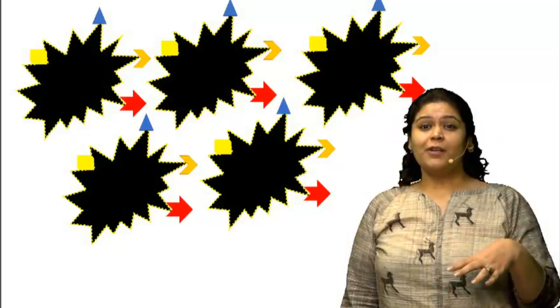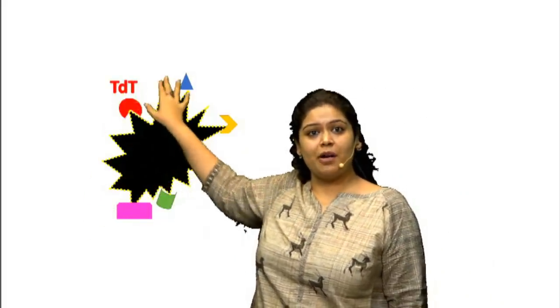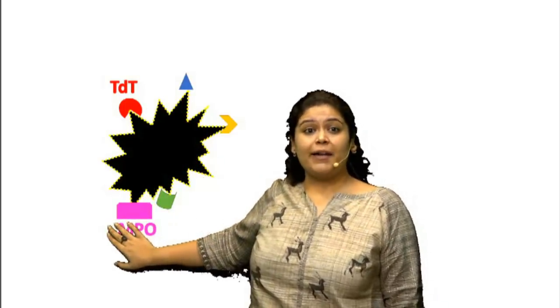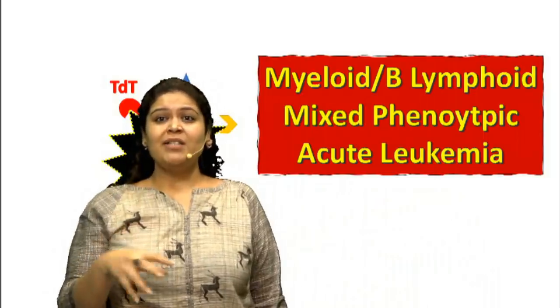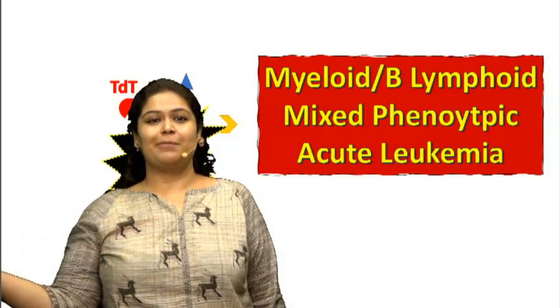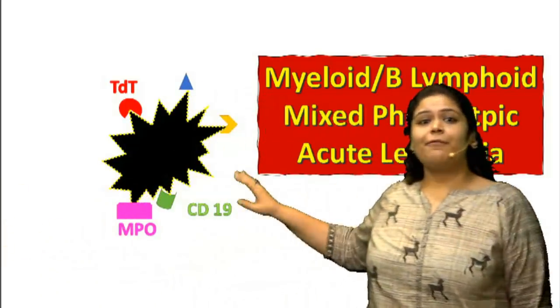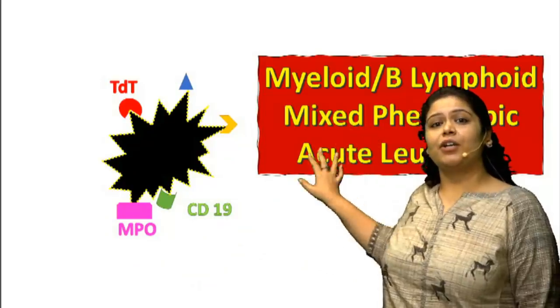Right? Now, if you followed so far, let's try and do one tricky question. Imagine that there is a tumor population which is expressing CD19 and 20. It's expressing TDT. It's expressing CD34, HLA-DR, and MPO. And this is weird because this tumor population is expressing immature markers, but it's also expressing MPO, which is a myeloid marker, and CD19, which is a B cell marker. So this tumor population is not restricted to one lineage, right? It is of mixed lineage, which is why, what will I call it? Myeloid B lymphoid mixed phenotypic acute leukemia. Myeloid because it's got MPO, B lymphoid because it's got CD19, and mixed phenotypic acute leukemia, right?